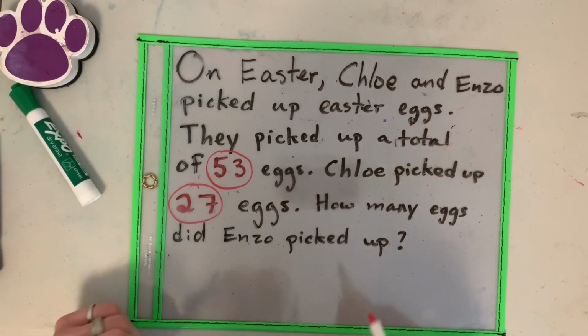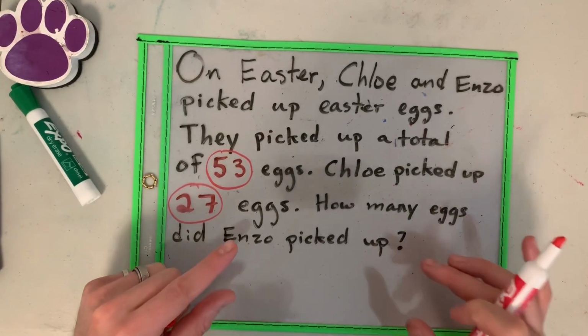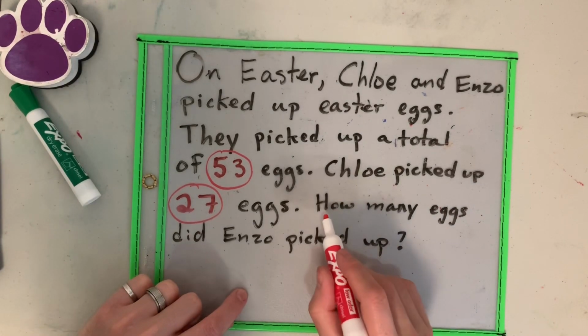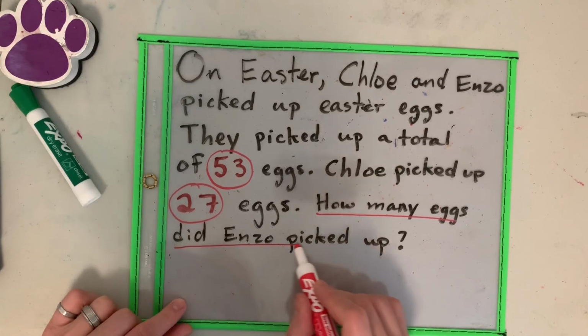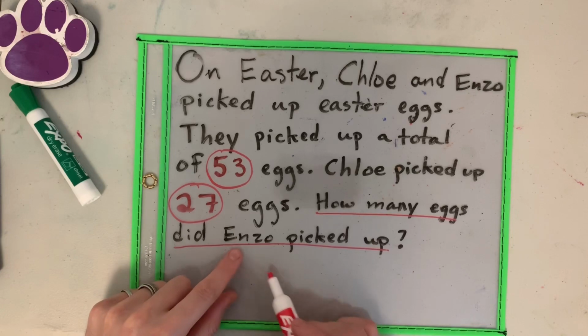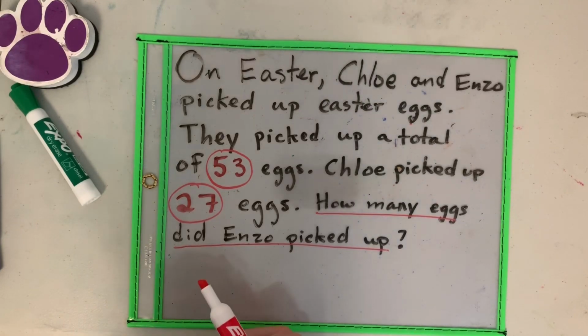Then I'm going to underline the question. Remember, in a word problem, the question is the last sentence, the last one. So here says, how many eggs did Enzo pick up? So we're talking about how many Enzo picked up. ¿Cuántos huevos Enzo agarró del suelo? Recogió. Now let's box keywords.